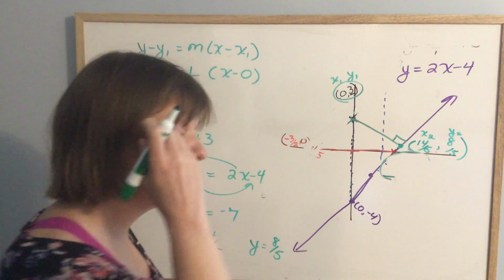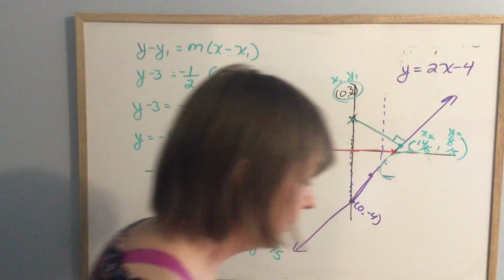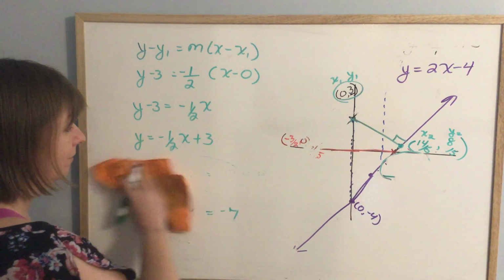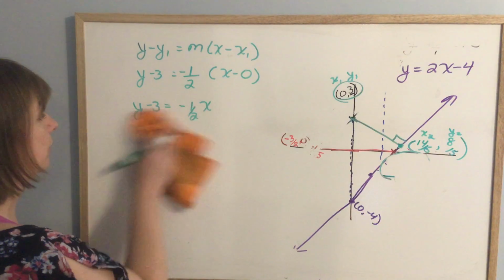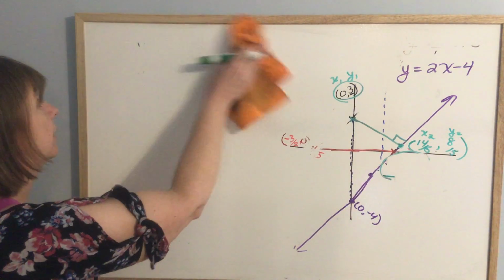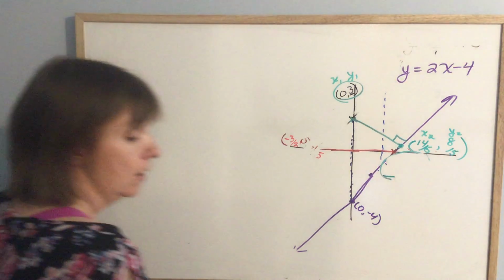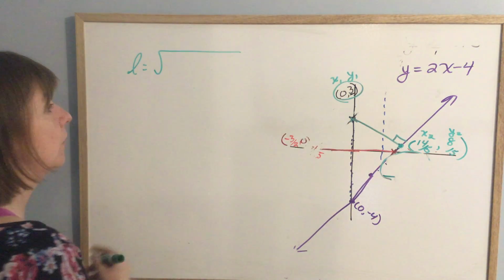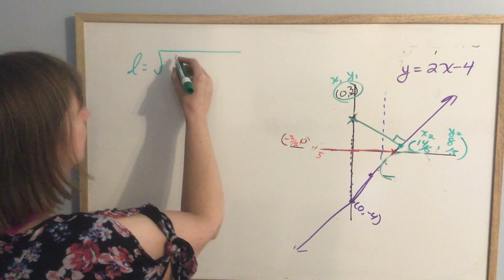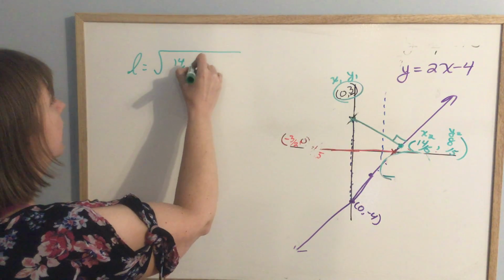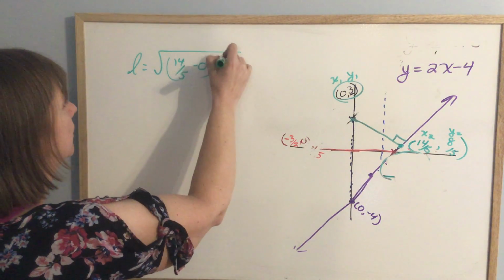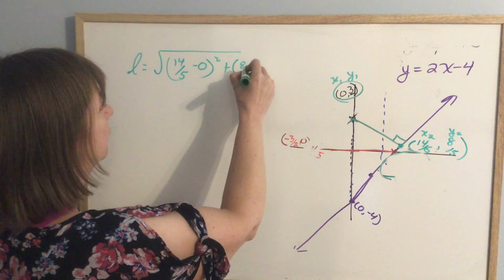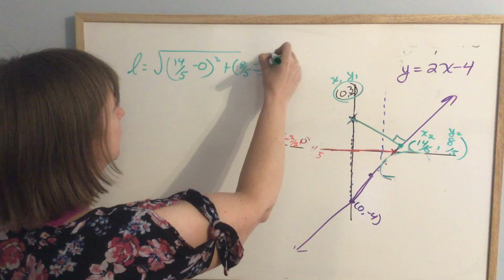So now I'm going to do the length of my line formula. They did it in decimals in the textbook. I have a tendency to default to fractions. I just like them better. I know that's weird. So my length is the square root of x2 minus x1. So 14 over 5 minus 0 squared plus y2 minus y1 squared. So 8 over 5 minus 3 squared.